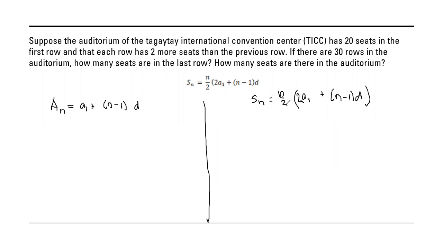Yun. Parehas na parehas lang sila ng formula halos. So, let's try to answer the first one, the first question. How many seats are in the last row? So, given, what is our a sub 1? Anyone who would like to answer? Ilan daw ang nasa... 20. That will be? 20. Correct. That will be 20. What is our n?